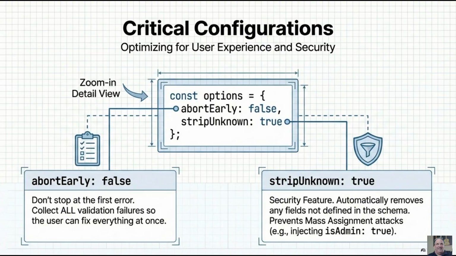So with stripUnknown true, Joi automatically removes any fields that are not defined in the schema, okay? So in that example, isAdmin equal true that I was stating, it's gone, right? It never makes it past the middleware. Your downstream code only sees the fields you explicitly defined.